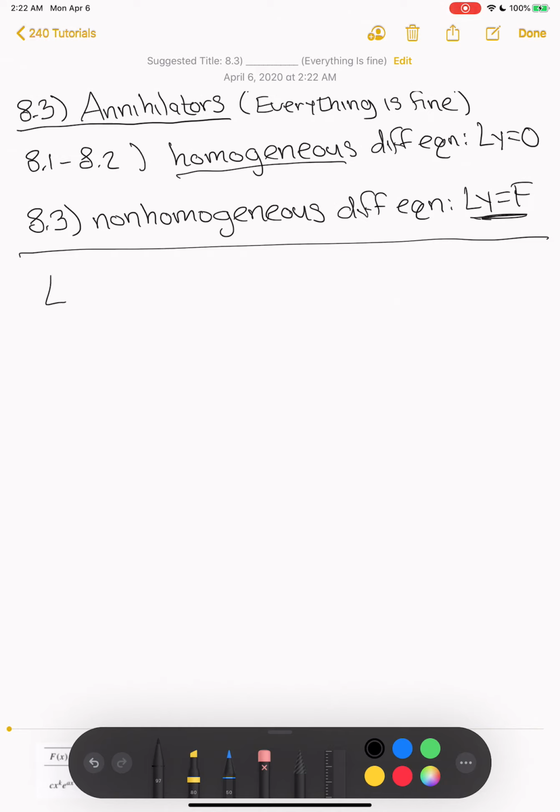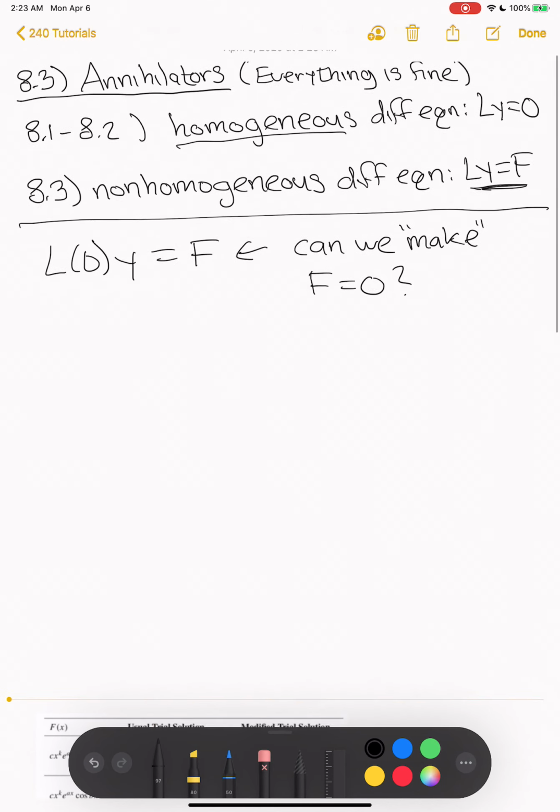We have some linear differential operator. I'm going to call it L of D, same thing as just L, operating on y, and in this case we don't get 0, we get some outside function, okay? But we don't like this. We already determined that it's a lot easier if this f was equal to 0. So we ask ourselves, can we make, and I'll put make in little quotation marks here, can we make f equal to 0? Is that something we can possibly do? And this chapter says yes, you can. You can use what's called an annihilator.